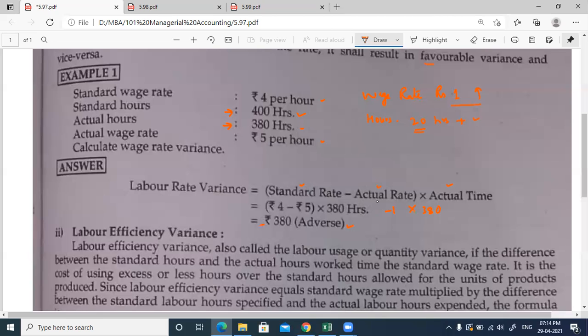Though that worker is working 20 hours less, if you talk about the rate per hour, we are giving him 1 rupee extra per hour, and that is resulting in a loss or extra additional cost of 380 to the company on account of labor cost. The first example is adverse, that is not favorable. We should not accept what is happening in the factory as far as the rate is concerned.